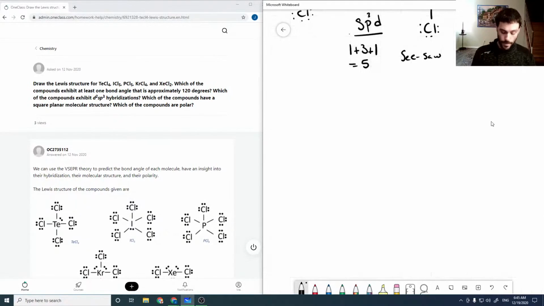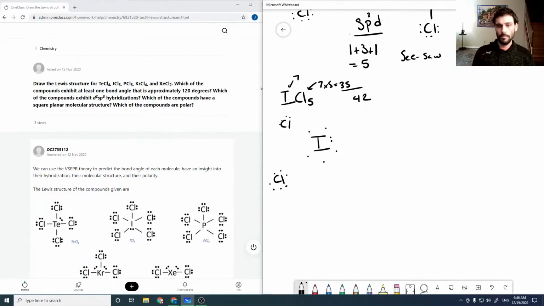Okay, so ICl5. So this guy has 7, and then these contribute 7 times 5 is 35, so total is 42. Again, iodine normally would have 7, but obviously it has 5 bonding partners, so we're going to need to put those in. And then it'll have a lone pair left over. Alright, I'm making these bonds progressively different sizes, but it's okay. If we count everything up here, right, so there should be 2, 4, 6, 8, so 8, 16, 24, 32, 40, and then 2, so that's our full electron count.